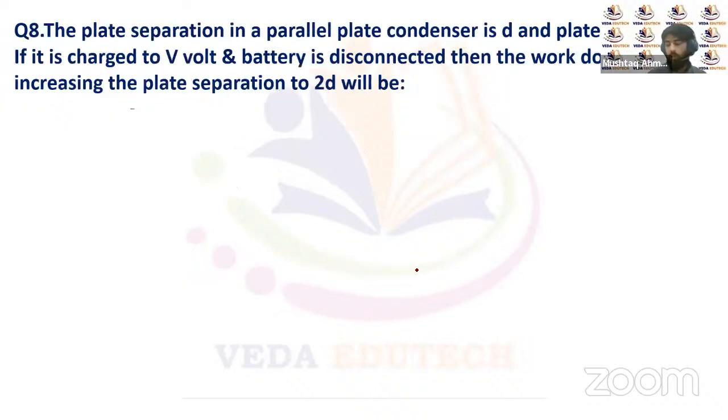Now, talking about question number 8. The plate separation in a parallel plate condenser is D and the plate area is A. If it is charged to V volt and the battery is disconnected, then what is the work done in increasing the plate separation to 2D? We have this capacitor, the area of its plates is A and the distance between the two plates is D. So the capacitance of this capacitor will be A epsilon naught over D.